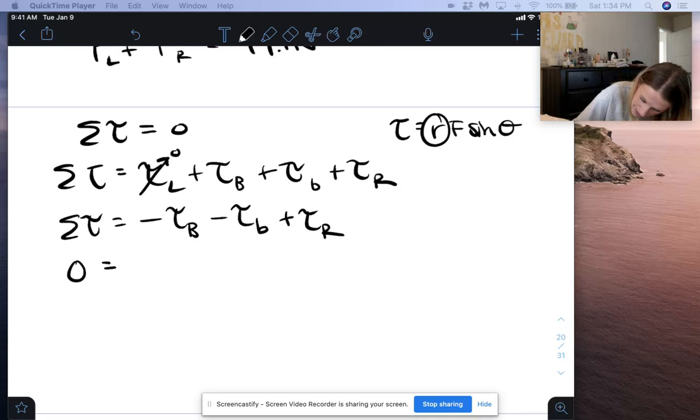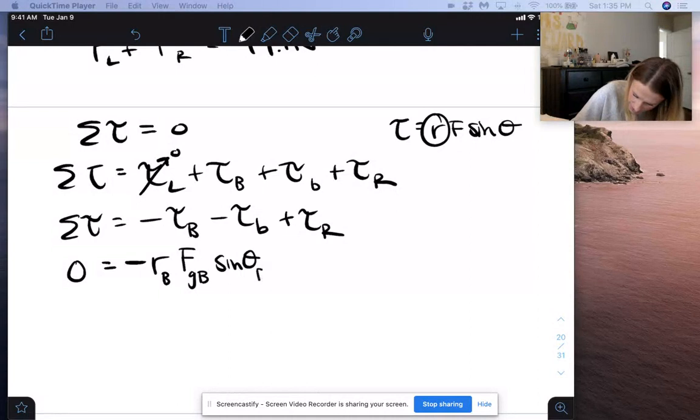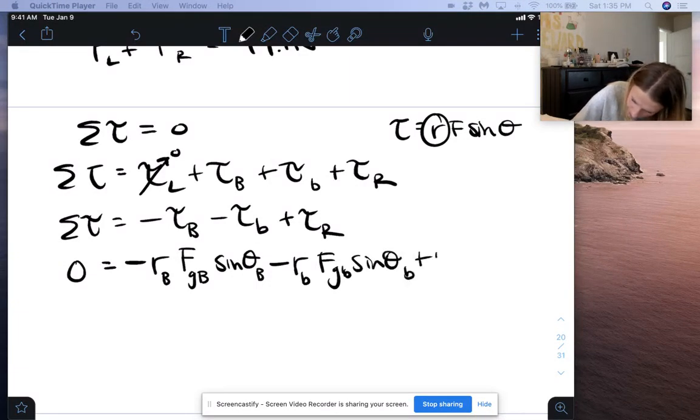So we get negative r, or moment arm, our distance from the axis of rotation to the block, times the force of gravity of the block, times the sine of the angle, which we'll talk about in a second, and we'll just call that angle block, minus moment arm to the beam, times the force of gravity of the beam, times sine angle beam, plus moment arm to that right-hand side, times the normal force right-hand side, times the sine of the angle to the right-hand side.